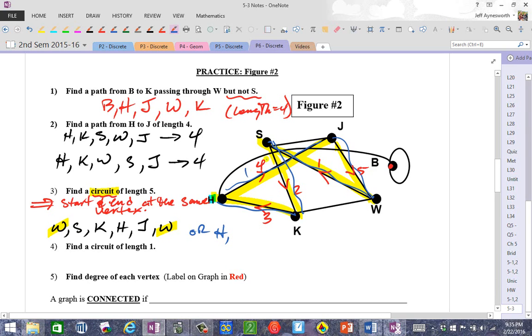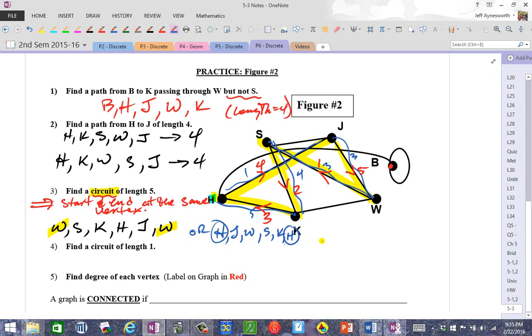So 1, 2, 3, 4, and 5. All right, so H to J, down to W, to S, to K, back to H. Notice that I'm at H. Okay, so I start and end at H. That's the whole idea of a circuit. And so there's many possible answers here, and you need to realize that.